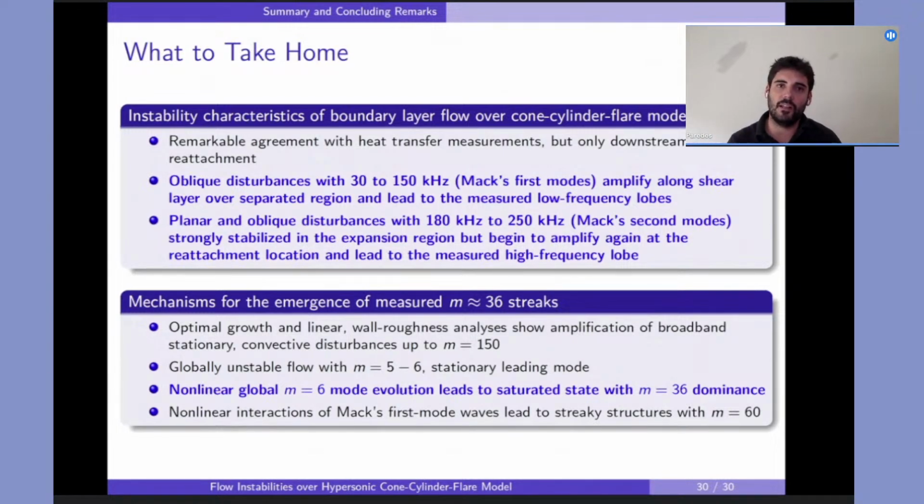We also found a globally unstable flow with M between 5 and 6, so that cannot explain M equal to 36. However, when we studied the nonlinear evolution of that global mode with M equal to 6, we found that the saturated state had an M equal to 36 dominance in the heat transfer. That can explain the experimental measurements. And we also looked at the nonlinear interaction of the Mack first mode waves that led to a streak structure with M equal to 60, which couldn't explain those.